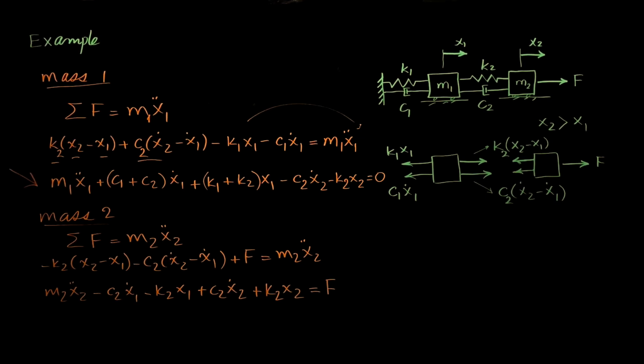So this is equation 1 and equation 2, a 2 degrees of freedom system, 2 differential equations. The equations are coupled, which means that the independent variables exist in both equations at the same time.